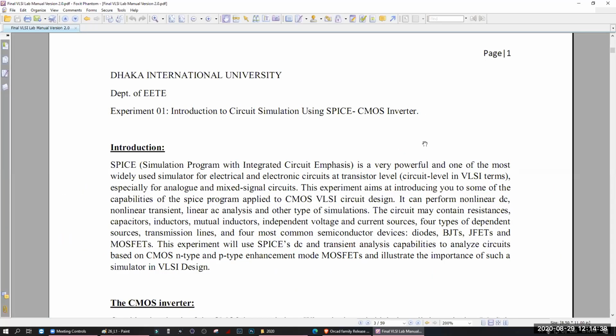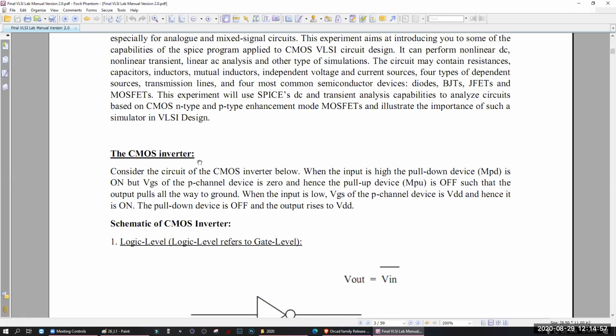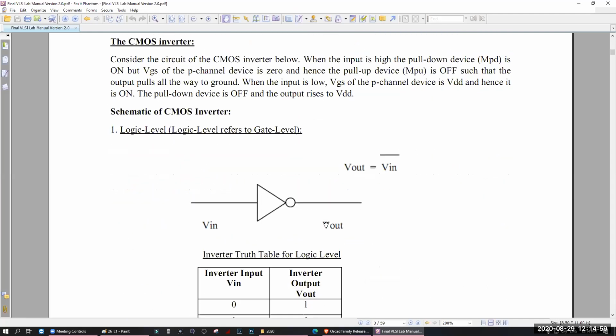Introduction to circuit simulation using SPICE. SPICE is a software, the PSPICE we already installed. We can actually simulate different types of things like diodes, BJT, JFET, MOSFET, common semiconductor devices. We can actually simulate these. This is a CMOS inverter or a NOT gate. This is a logic level, or logic level means gate level circuit.